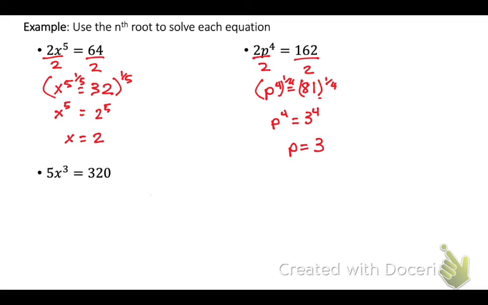And then. So you guys try the last one on your own. So 5x cubed equals 320.